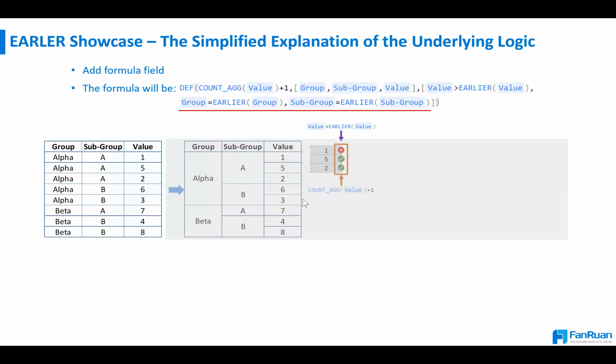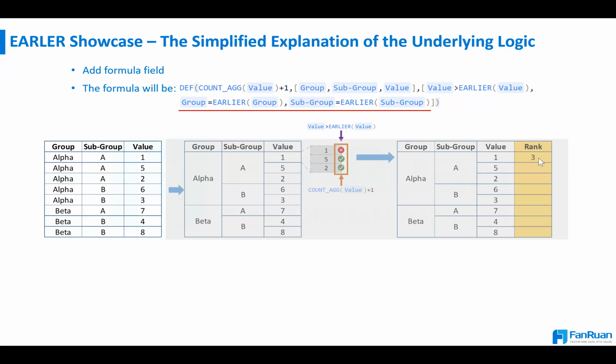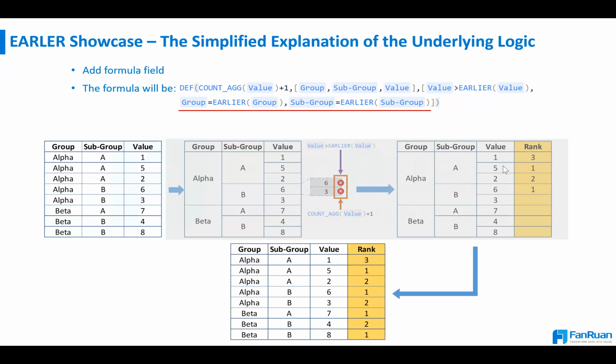So when we run through this count aggregation and +1, we can get its final ranking. Like for the value 1 in 1, 5, 2, it's the smallest. And for the second value, 5, it's the biggest, and so on. You can see it goes through all the calculations here, and you can get the table of final results.